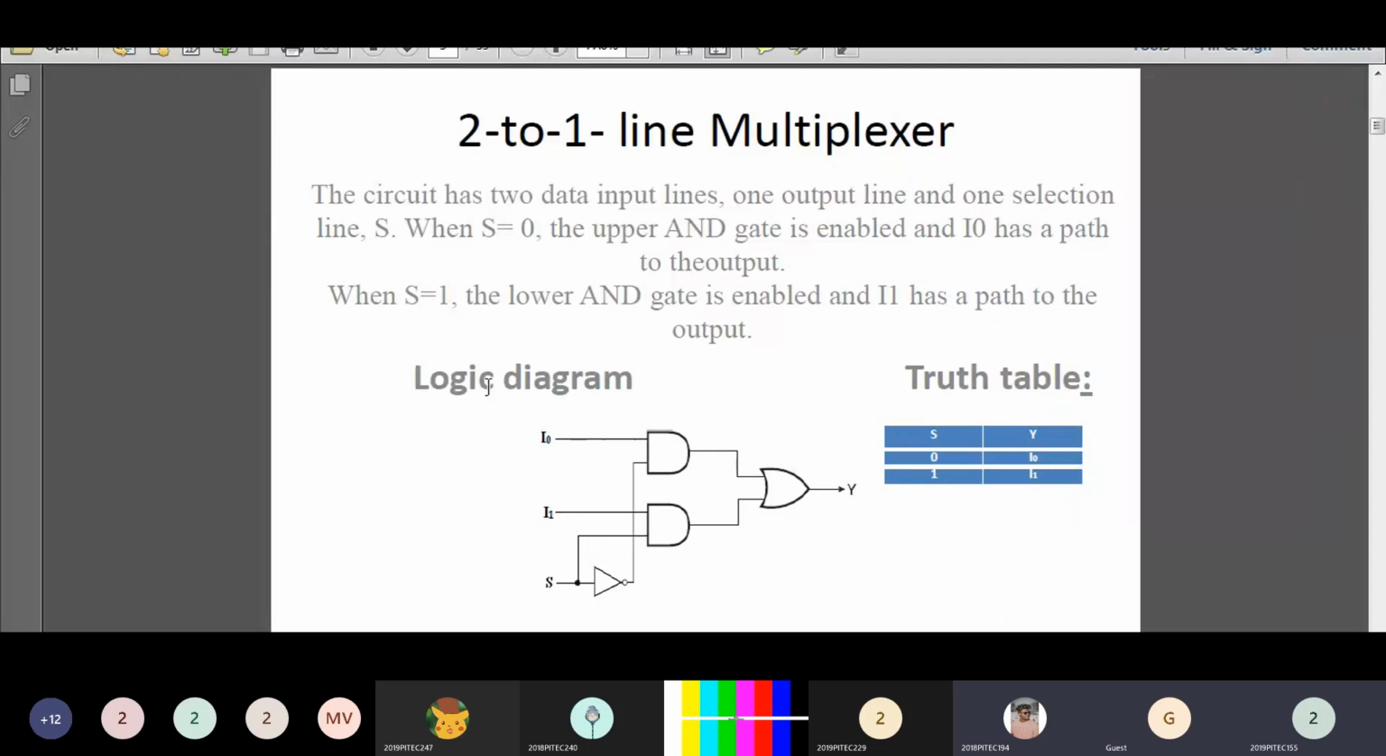Now in this circuit, S is the selection input. If S is equal to 0, I0 is selected to the output line. If S is equal to 1, I1 is selected to the output line. When S is equal to 0, the output of the NOT gate will be 1. At that time, the upper AND gate will be enabled, so I0 is selected at the output line. When S is equal to 1, the lower AND gate is enabled, that is, I1 is selected at the output line.